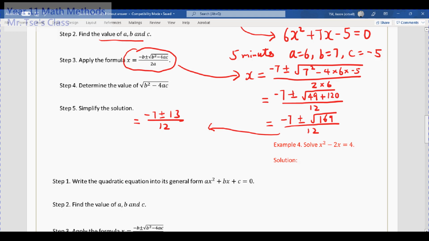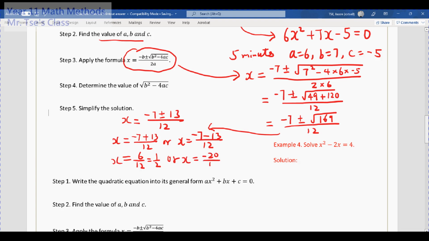All right. So remember, once you have that plus or minus, that means there are two solutions. One is just plus, and the other is minus. Okay, so the first one is actually 6 over 12, which is 1/2. And the other one is just minus 20 over 12. So if you try to simplify it by dividing by 4, both below and above.